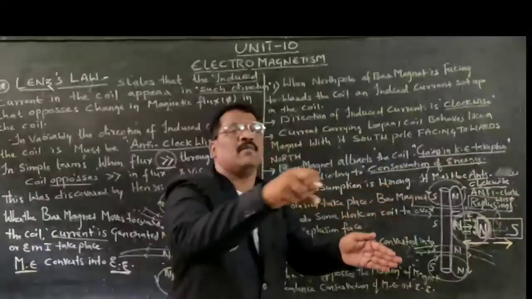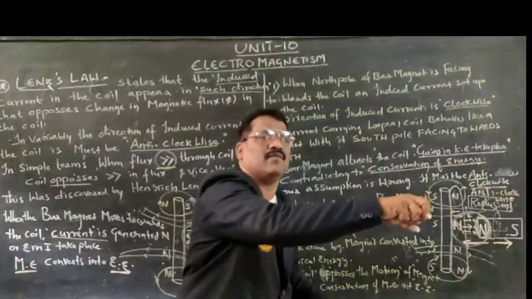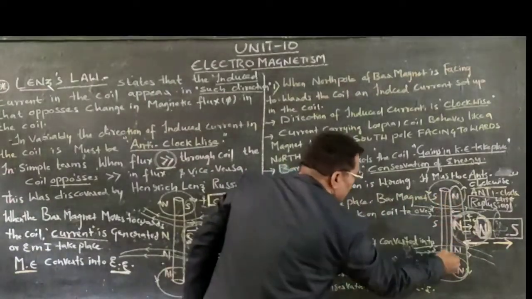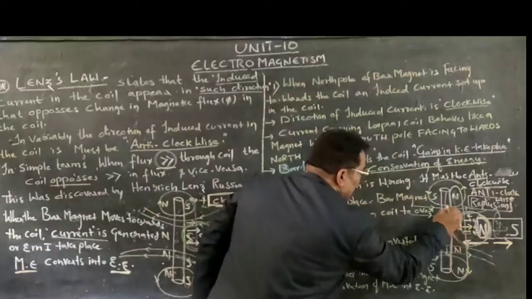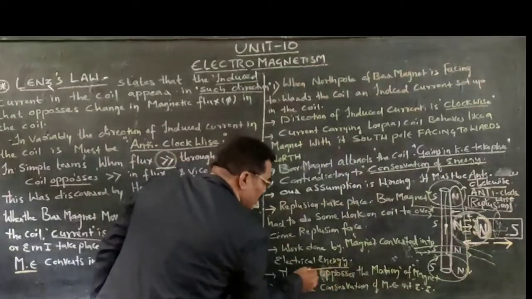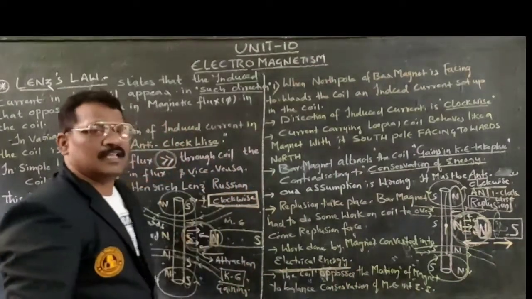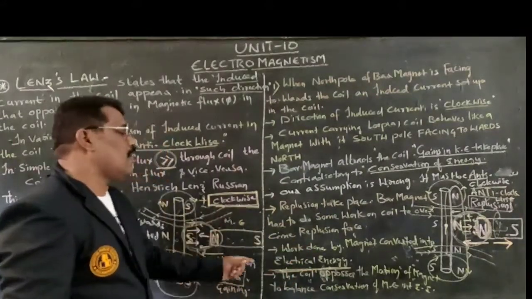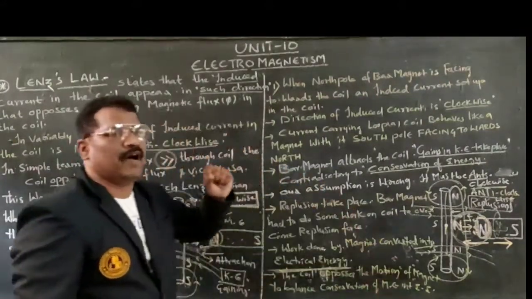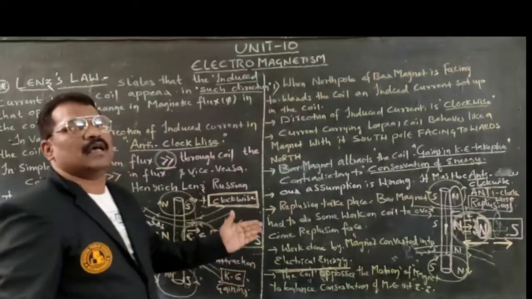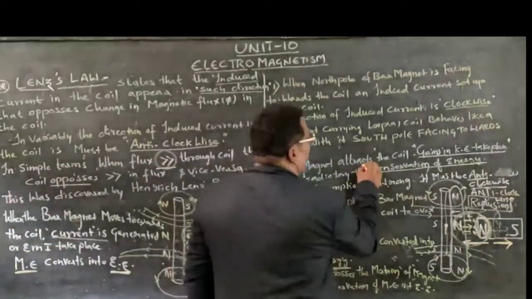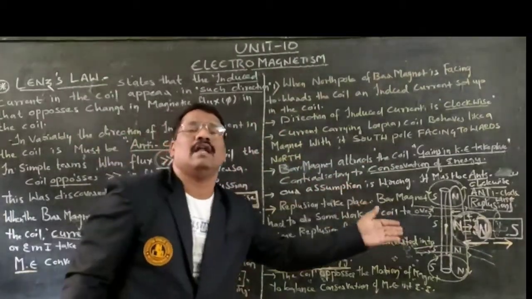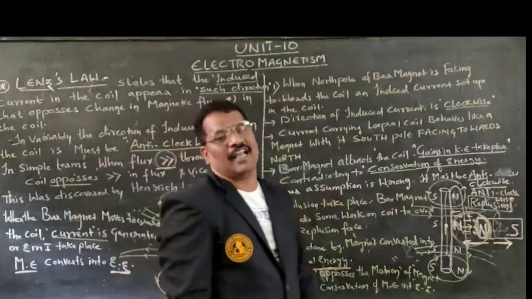I am doing some work, means what? Mechanically I am performing some work. That mechanical energy results in producing a current within this particular coil, and that current is nothing but electrical energy. Mechanical energy is converted to electrical energy. The coil opposes the motion of the bar magnet to balance the conservation of energy by converting mechanical energy into electrical energy.